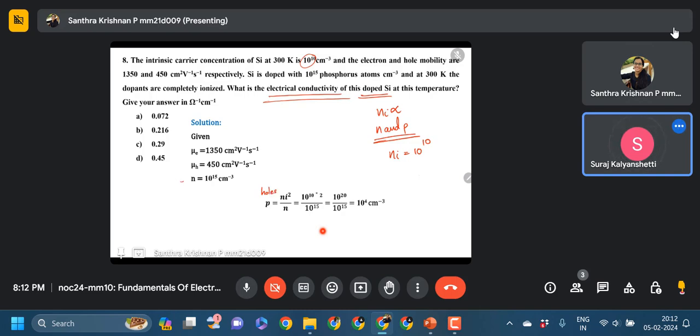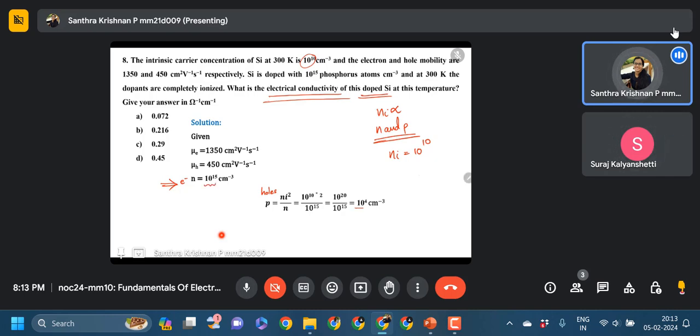Phosphorus doped, right? Phosphorus when it is doped, then it is trivalent or pentavalent? Pentavalent. Phosphorus gives you more electrons. So when you divide by that, more electrons, right? So now you are getting holes. If you see the values also, electrons is 10 power 15 and holes are much lesser, only 10 power 4. So it is an n-type doping.